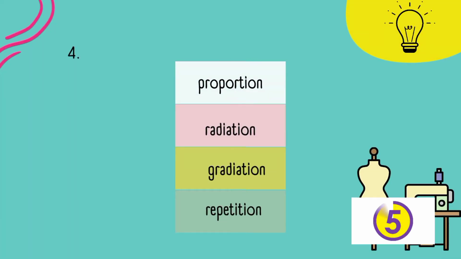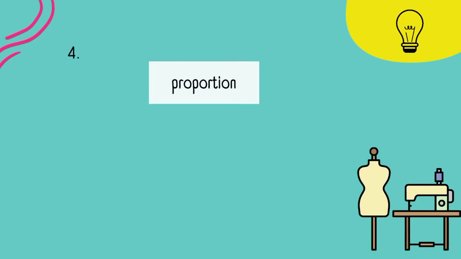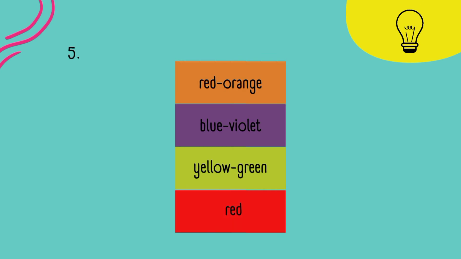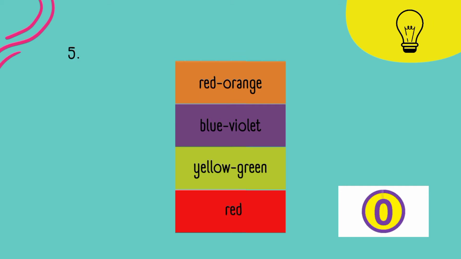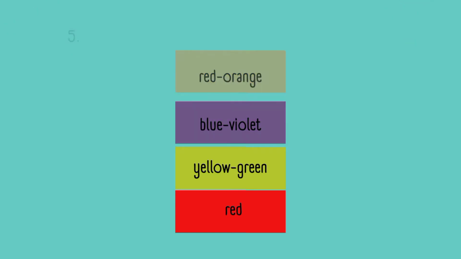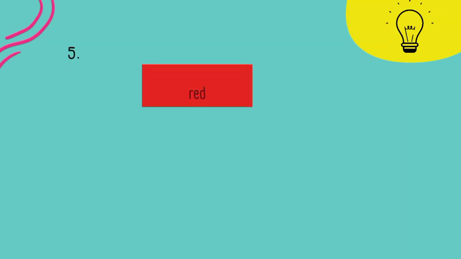Proportion, radiation, gradation, repetition. The correct answer is proportion. Number 5. Red, orange, blue, violet, yellow, green, red. And the correct answer is red.